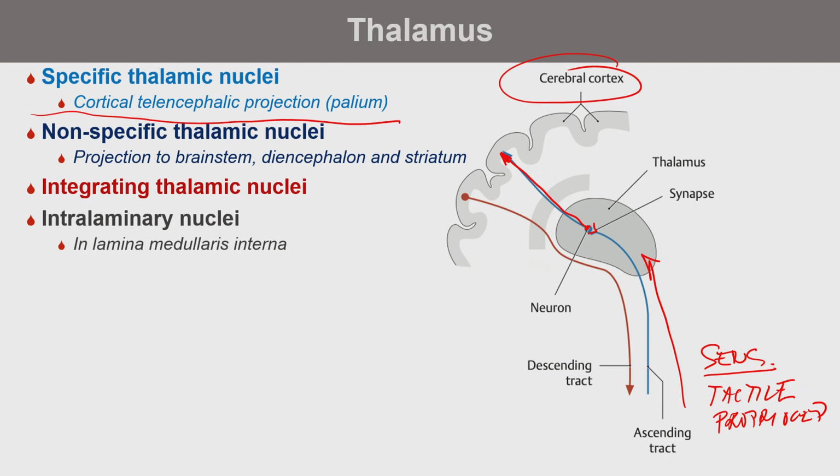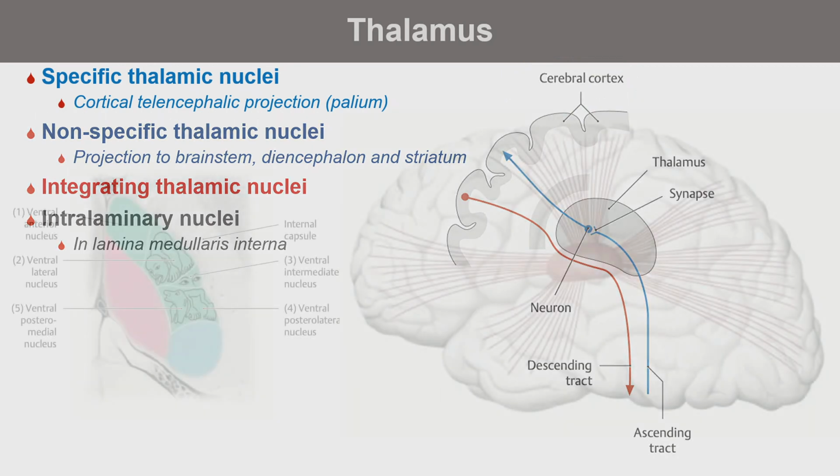Non-specific thalamic nuclei have projections into the brainstem, diencephalon, and also the striatum. Striatum is a part of the basal ganglia. And then we have some integrating thalamic nuclei, which have an integration and computation role, and intrathalamic nuclei, a very small group, which is localized inside the medullary lamina.